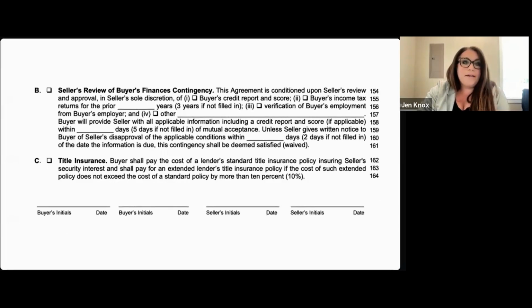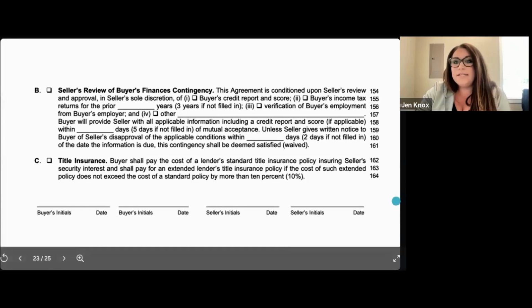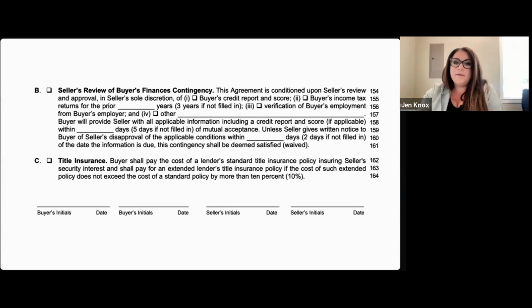Seller's review of buyer's financing contingencies. So is your seller going to act as the bank? If so, then let them fully act as the bank. Option B right here, the seller's review of buyer's financing contingency, just gives the option that your seller may want. Maybe they want to see before deciding to act as the lender with the buyer.